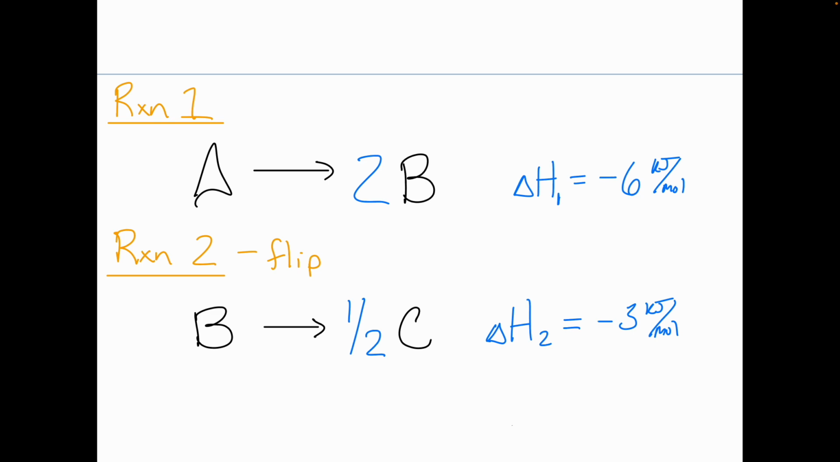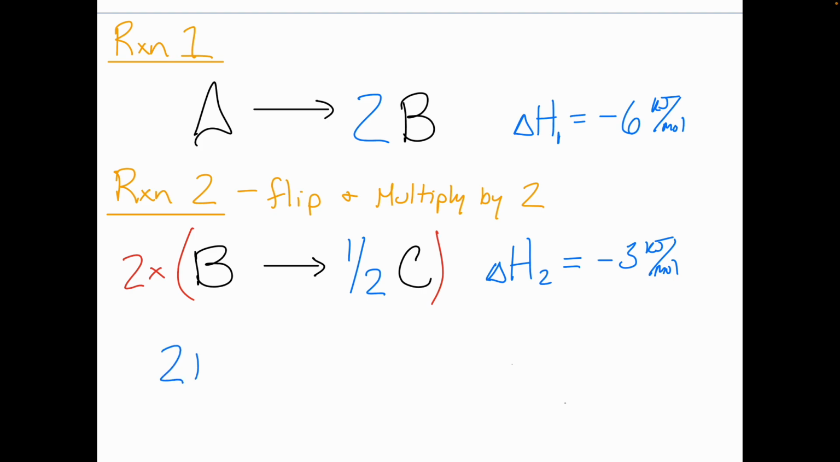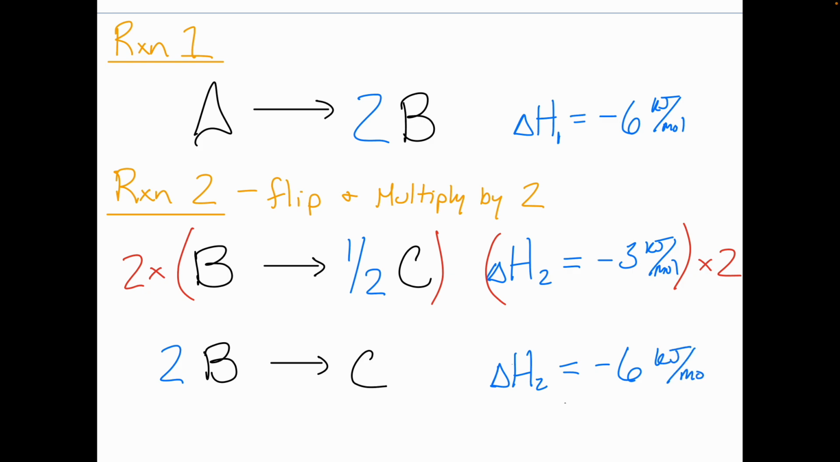So I'm going to need to take this whole thing. Not only am I going to flip it, I'm also going to multiply by 2. Take this whole chemical equation here, multiply it by 2. So now I have 2B being converted into C. And when I double that chemical equation, I'm also going to have to take that delta H value and multiply that by 2 as well. So now my new chemical equation here has a delta H of -6 kilojoules per mole.